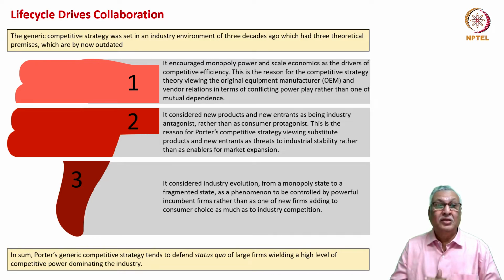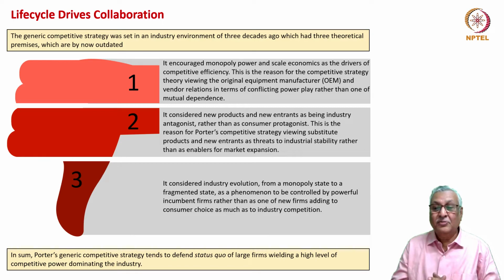Second, the competitive strategy traditionally considered that the industry boundaries are pretty and severely limited. It considered new products and new entrants as being industry antagonist rather than as consumer protagonist. That is, if you get a new industry product, that industry is under threat. That is how the view of threat of new entrants, threat of substitute products pans out. It doesn't look at such a product being helpful to the consumer. Therefore, it is fulfilling for the industry a purpose which the industry itself could not fulfill.